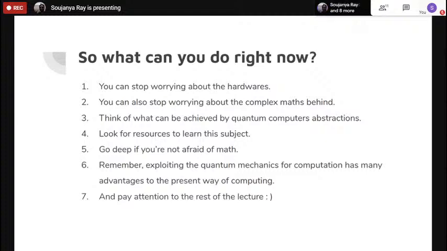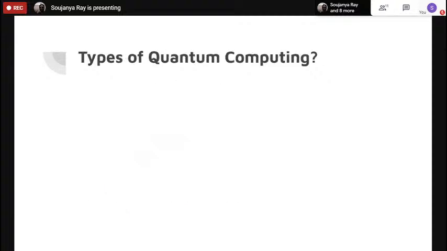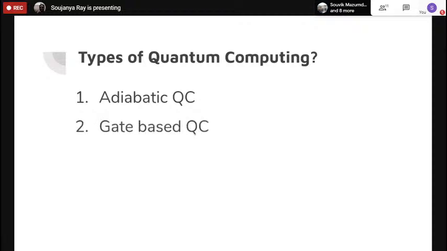So yeah, this is what you can do right now. And let's move on. Now, types of quantum computing. Right now we have adiabatic quantum computing that uses quantum adiabatic phenomena to calculate its results. Then we have gate-based quantum computing, and most of the companies except D-Wave are using gate-based quantum computing for their computers. And lastly, we have universal quantum computers. Now, universal quantum computers are the holy grail of quantum computers, because once we make a proper 100% universal quantum computer, that will be the day of change.